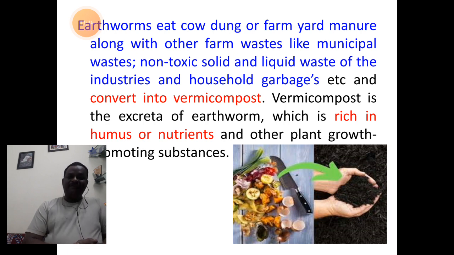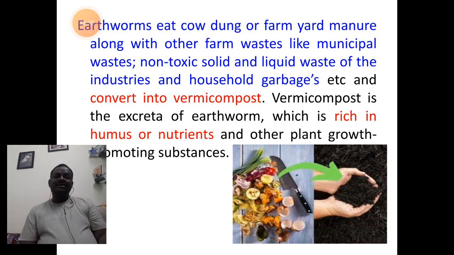In vermiculture, as we have understood, earthworms are used that will feed on the cow dung or other organic waste, municipality waste, organic waste of industries, household garbage or kitchen garbage, etc., and convert it into a nutrient-rich manure, which we call the vermicompost. So vermicompost is actually the excreta of the earthworm, which is rich in the humus or the nutrient content that promotes a very good growth in the plants. So here's a picture that shows how the organic matter is converted into useful nutrient-rich humus, and the technology we call vermicomposting.